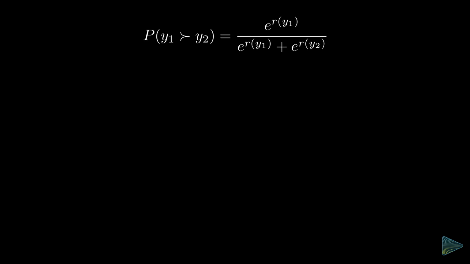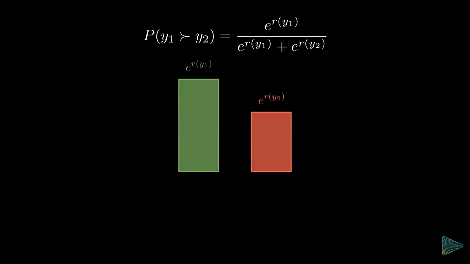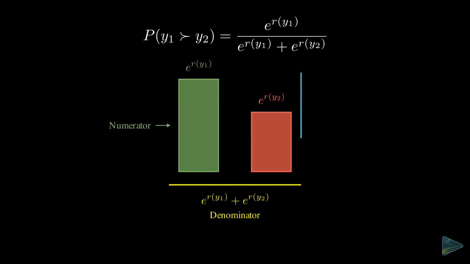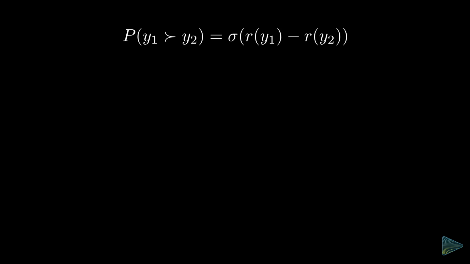The Bradley-Terry model says the probability of preferring completion 1 over completion 2 depends on the rewards through this formula. The probability equals e to the power of r of y_1 divided by e to the power of r of y_1 plus e to the power of r of y_2. Visually, we exponentiate each reward to get these bars. The probability is the ratio of the left bar's height to the total height of both bars combined. Here's the crucial insight. This probability depends only on the difference between rewards, not their absolute values.